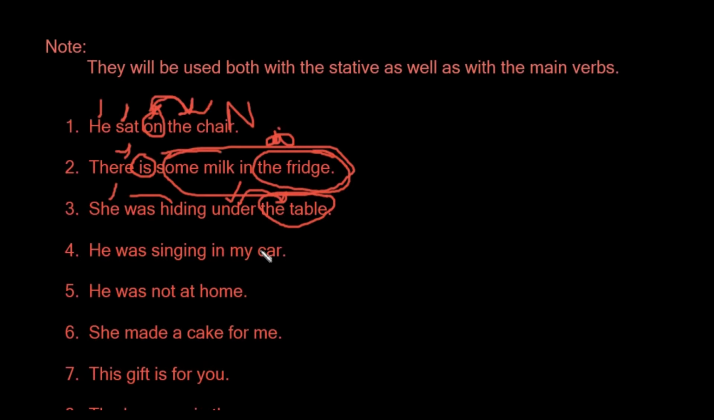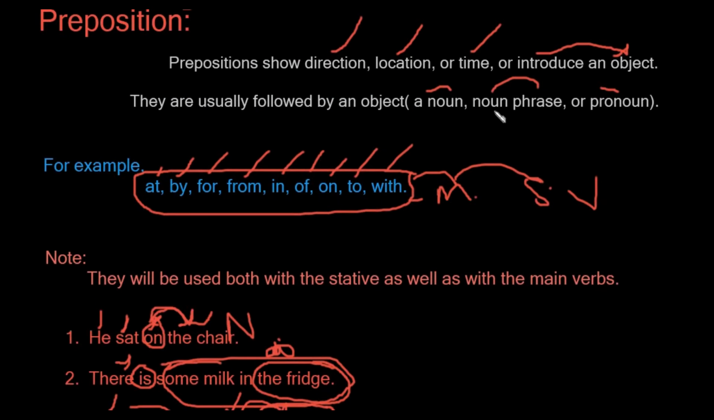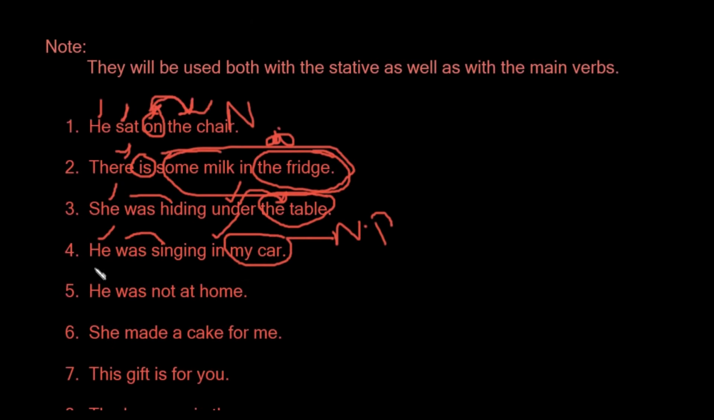Okay, he was singing in my car. He is a subject. Was singing is a verb phrase, and singing is a main verb. In my car: in is a preposition, and my car is a noun phrase. So it was the fourth sentence.